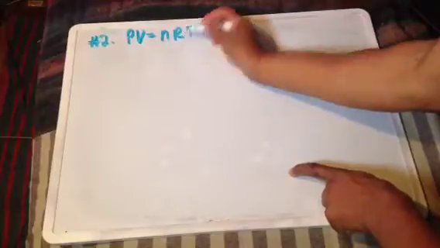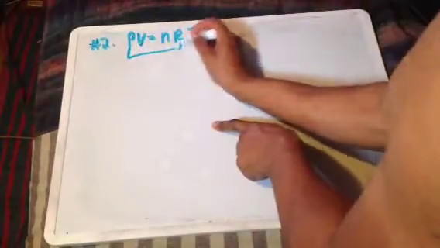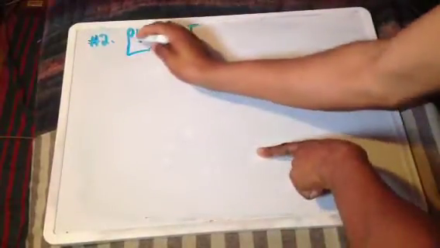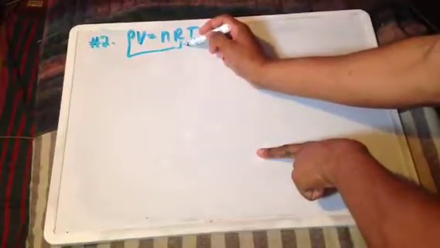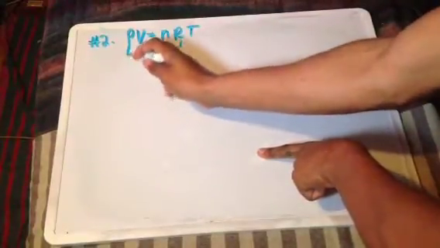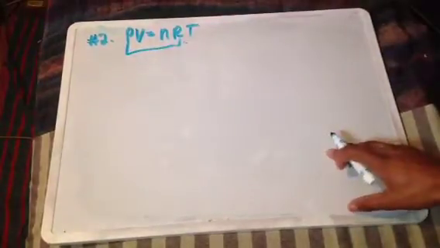Then we have R, which is always going to be our constant. And as I told you before, our constant will always be based off of our pressure. So we will pick a constant depending upon the units that our pressure is in. And T is always going to be related to temperature.